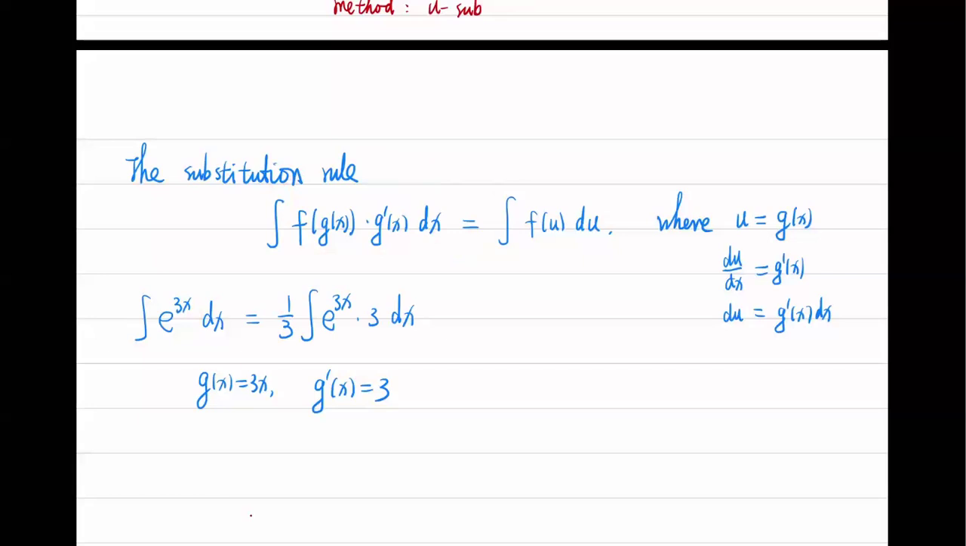Are they the same? Okay, they are the same. Now this will be the composition function. This will be the derivative. So I will use the substitution. One third e to the u du.